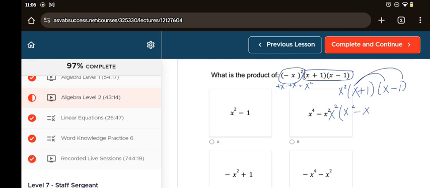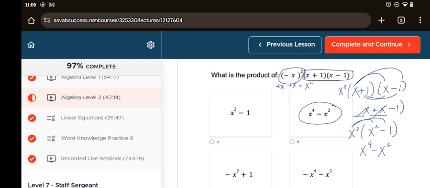Okay, x times negative 1, negative x. Positive 1 times x, positive x. Positive 1 times negative 1, negative 1. So here I can combine these two. They are the same. They cancel out, and I'm left with x squared on the outside, and then x squared minus 1 on the inside. Now I'm going to distribute. x squared times x squared is x to the 4th. x squared times negative 1 is negative x squared. So here, let me make space because you can't see it. Our answer is B. And that's it.